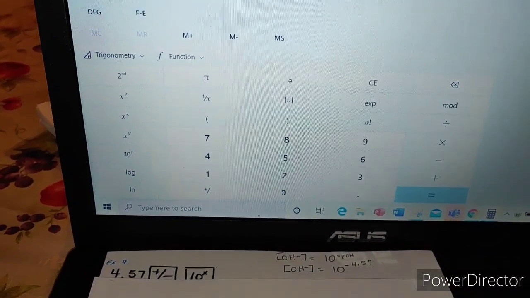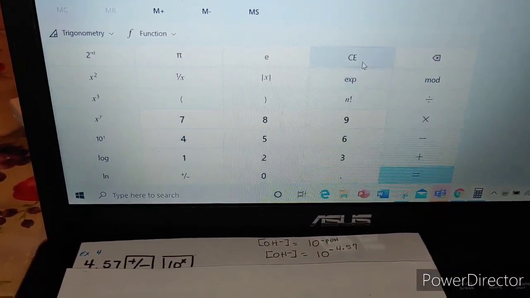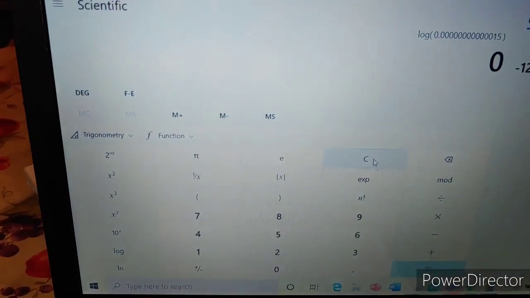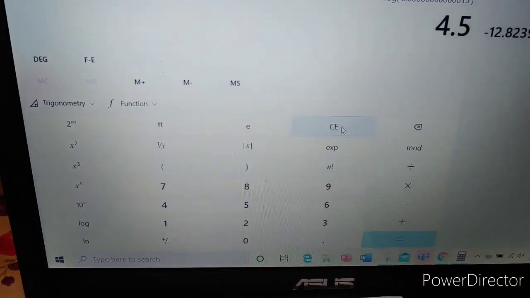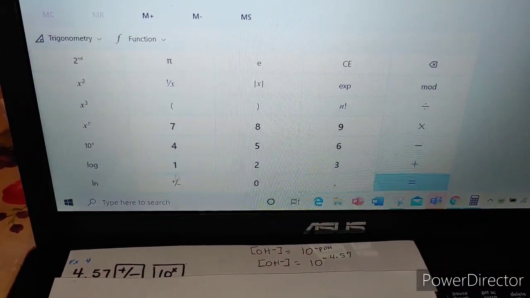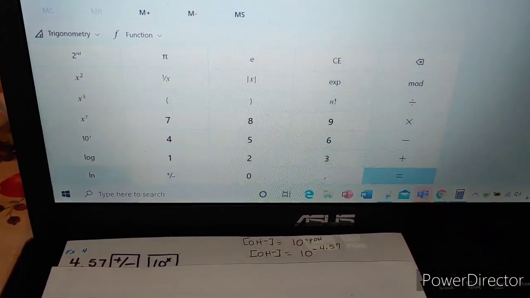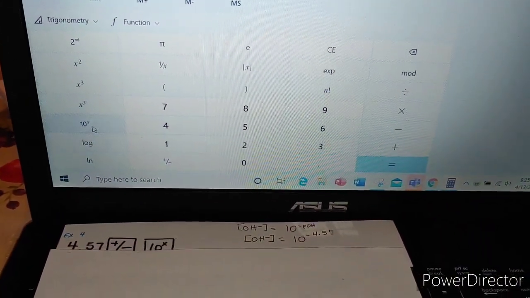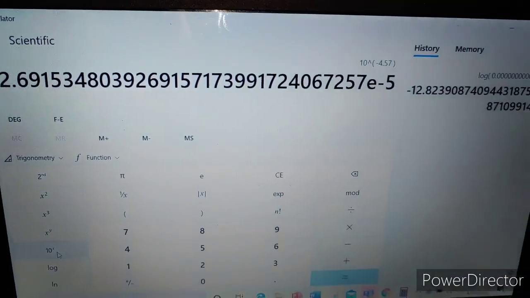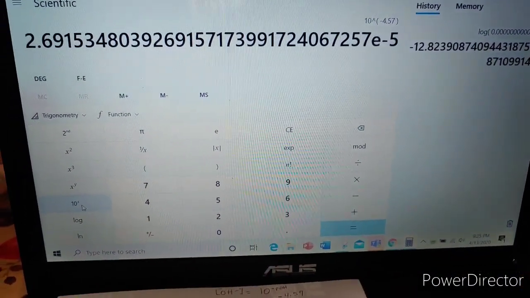All right, so let's go ahead and type that in. Let me go ahead and clear this. All right, so it is 4.57, and then our plus or minus, because it's a negative, there it is. And then the 10 to the x right here. Okay, so that gives us our hydroxide ion concentration.